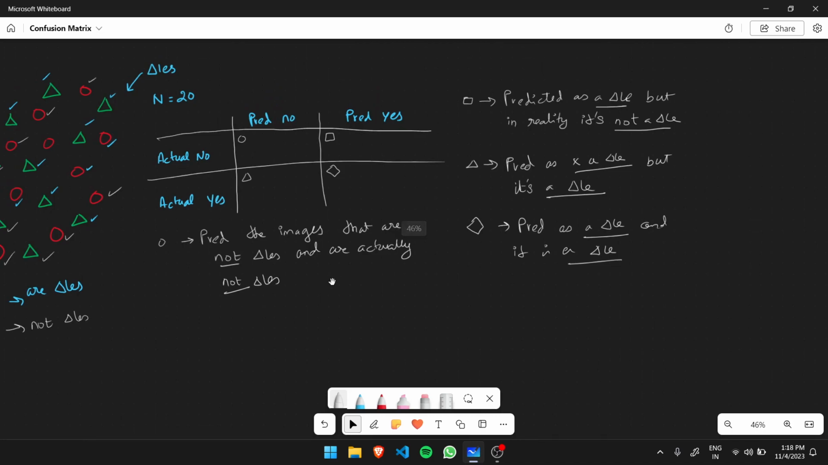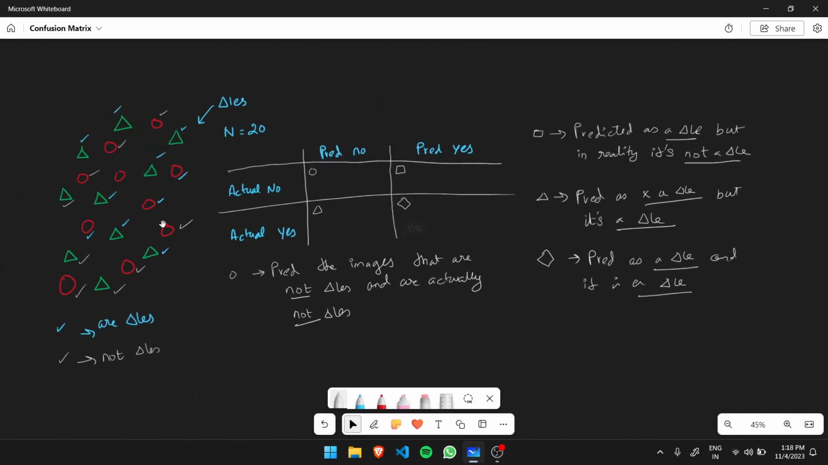Now that we know what goes where, let's try to count the numbers and let's fill the values here. So for the first one, let's say it predicted the images that are not triangles but are actually not triangles. So circles, we should look at the circles. So let's look at the white ones. So we have 1, 2, 3, 4, 5, 6. So we put in the number 6 here.